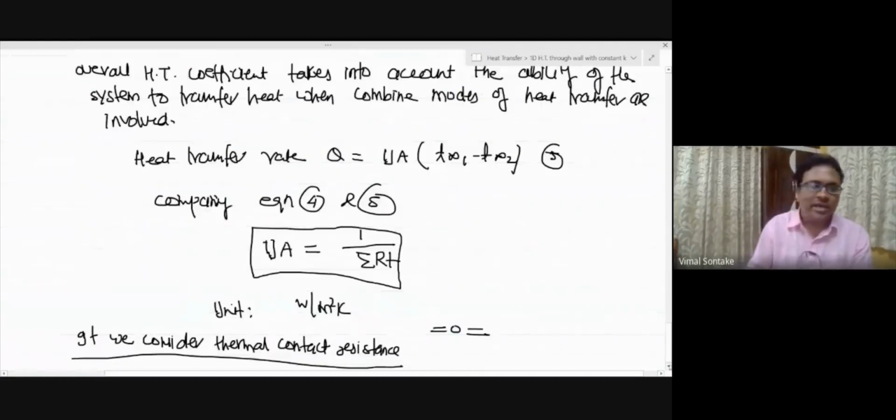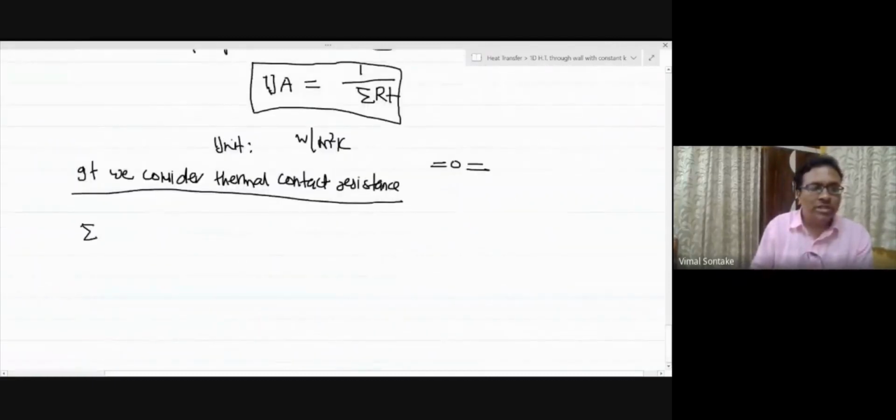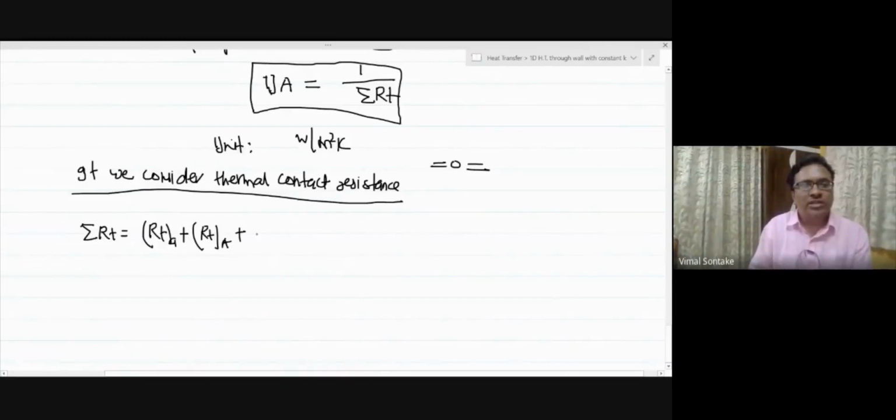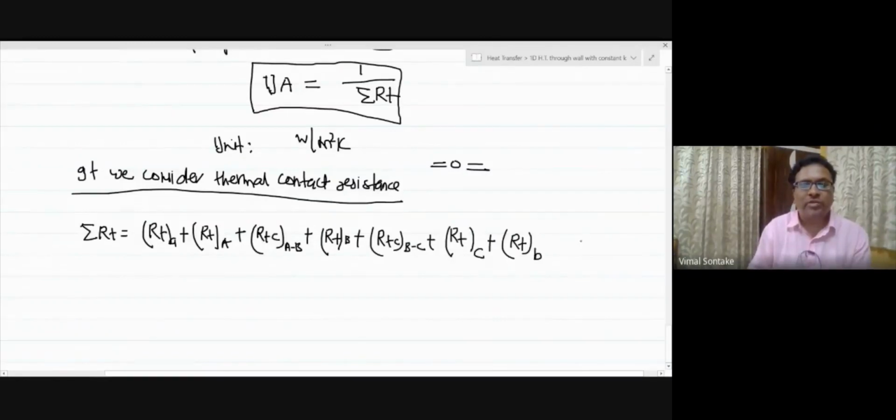So I can write here, total thermal resistance of the system will be R_T a plus R_T A. Now there will be thermal contact resistance at the interface AB, so R_TC AB plus R_T B. Once again, there will be thermal contact resistance at the interface BC, so R_TC BC plus R_T C plus finally R_T suffix small b, Kelvin per watt.